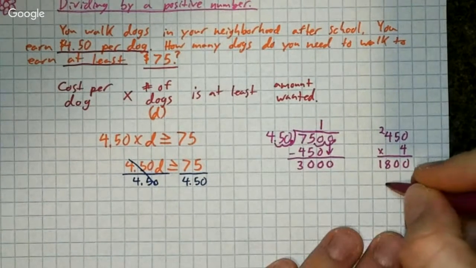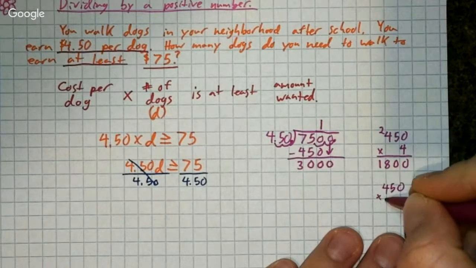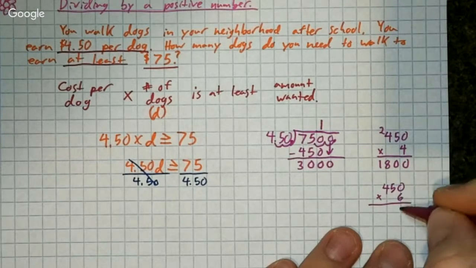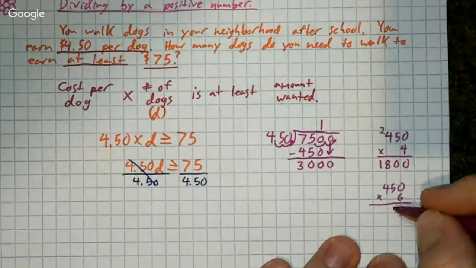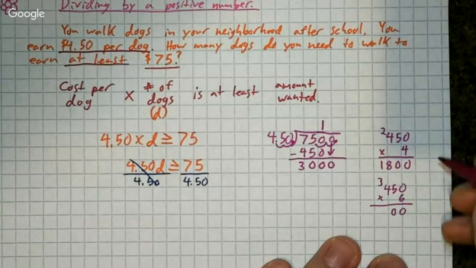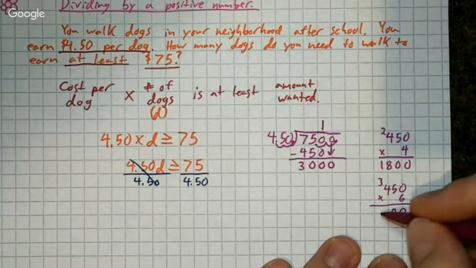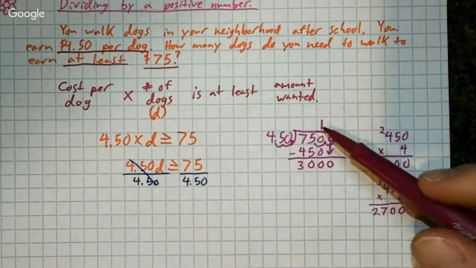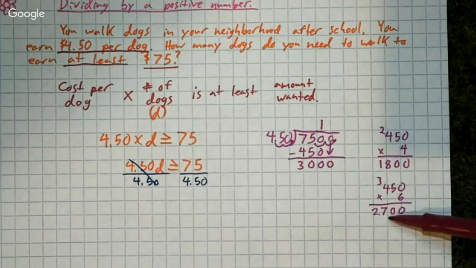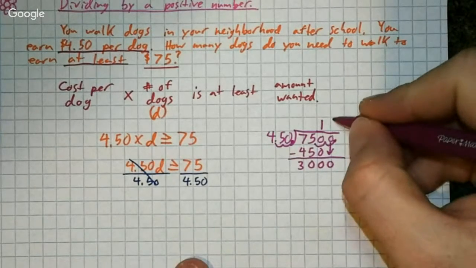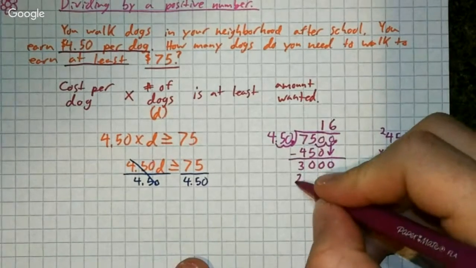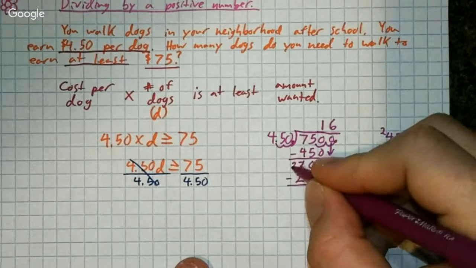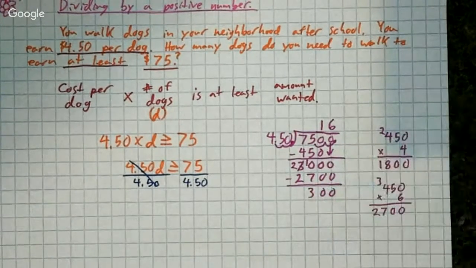So now we have 450 times, what should be our next one? Good idea, I like that one as well. Times 6. 6 times 0 is 0. 6 times 5 is 30. 6 times 4 is 24 plus 3 is 27. That's pretty close. Can we go even one more? Would we be able to do 17 or a 7? No, because that would bring us over 3,000. So it's going to be 16. 6 times 450, 2,700. We subtract 0, 0, 3. Okay, so now we can't do any more.